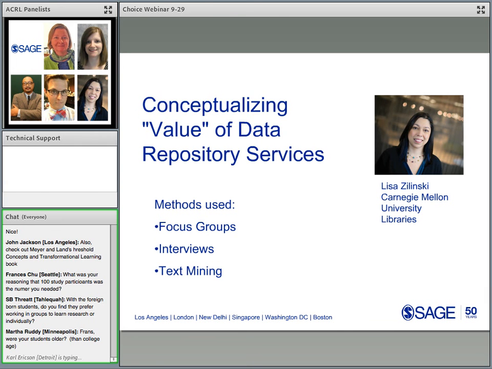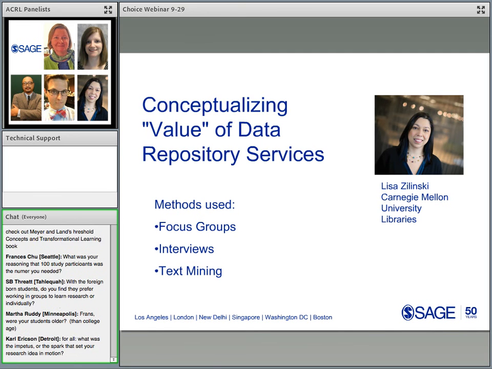So I decided I wanted to look at the perceptions and the behaviors of the end users, which would be researchers. I'm looking at mostly faculty researchers, but also graduate-level or postdoc researchers as well. So I wanted to find out what their perception of value was and compare it to what was in the current scholarly information about library and data repository services.